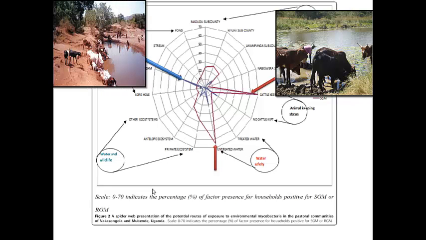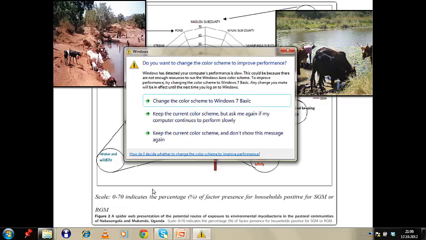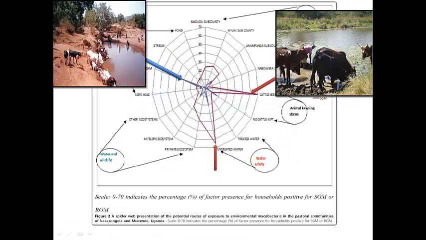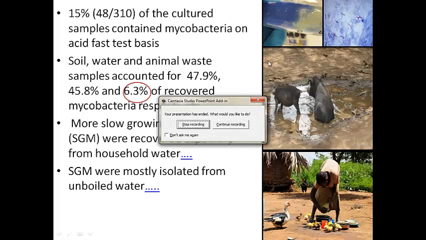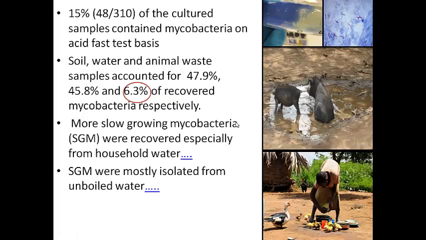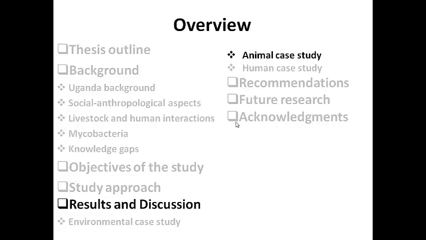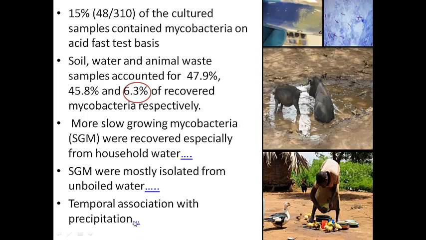But we also found quite a lot of mycobacteria in valley dams, and we also found that there was a temporal association with precipitation. What do I mean with this?